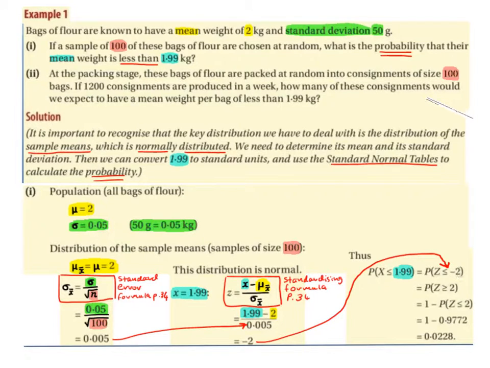We can't use minuses in our standard normal tables, but we know that our normal curve is symmetrical. So this is the same thing as z greater than or equal to positive 2. And we can only ever work with less than for our standard normal tables. So it's going to be 1 minus the probability that z is less than or equal to 2. And the probability that z is less than or equal to 2 is 0.9772. And subtracting from 1 we get 0.0228. So the probability that their mean weight is less than 1.99 kilograms is 0.0228.